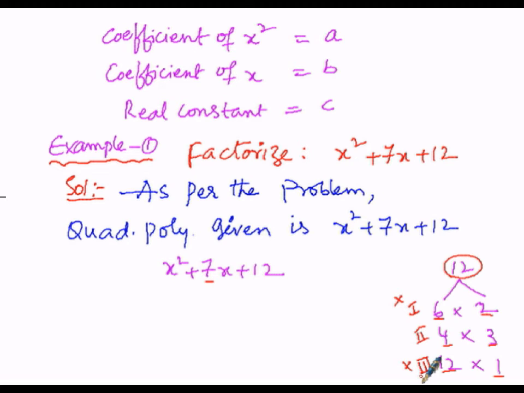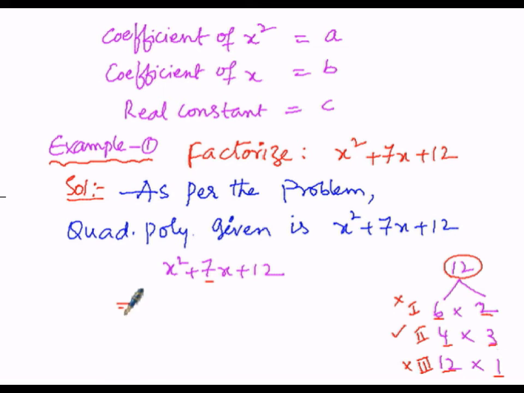Then now let us go for 4 and 3. Let us subtract first of all. 4 minus 3 is 1, and 1 is not the correct coefficient of this x. So here let us add up. 4 plus 3 is 7, so this is 7x. So we can choose 4 and 3 as the factors.